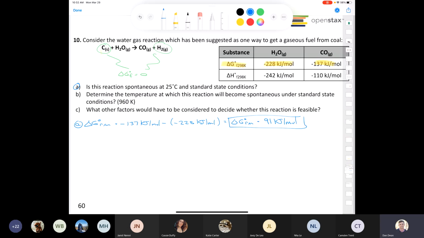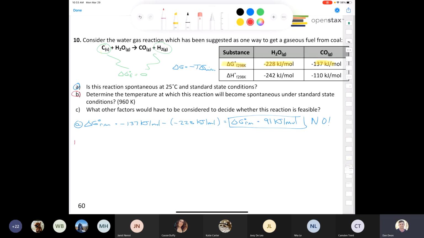No, it is not spontaneous, because when delta G is negative, your reaction is spontaneous. When delta G is positive, your reaction is non-spontaneous. Remember, delta G was equal to negative T multiplied by delta S of the universe. We looked at that during the last class.